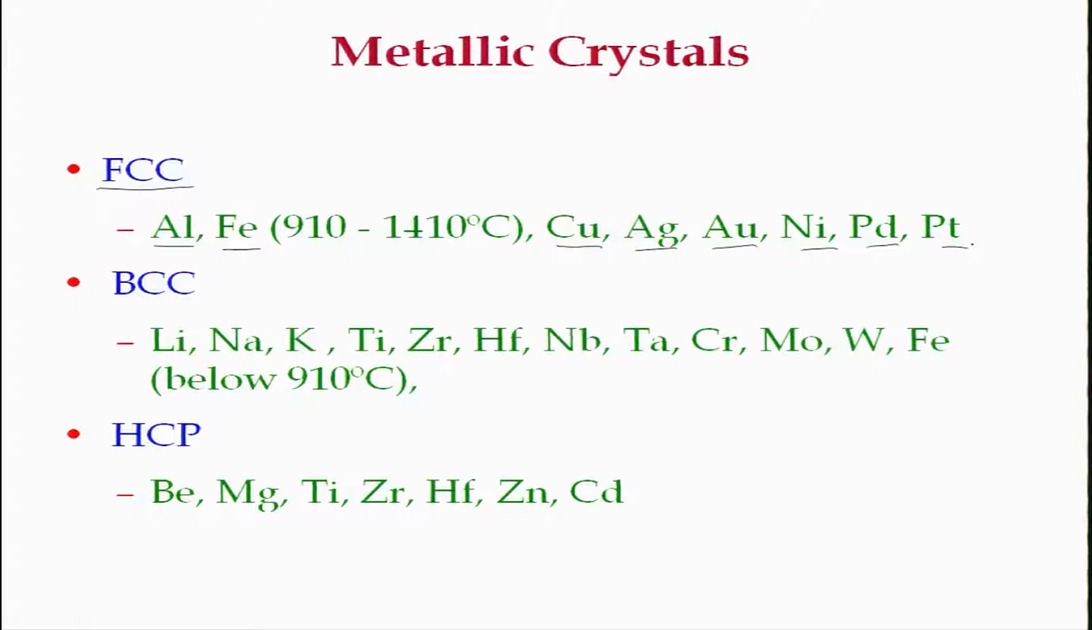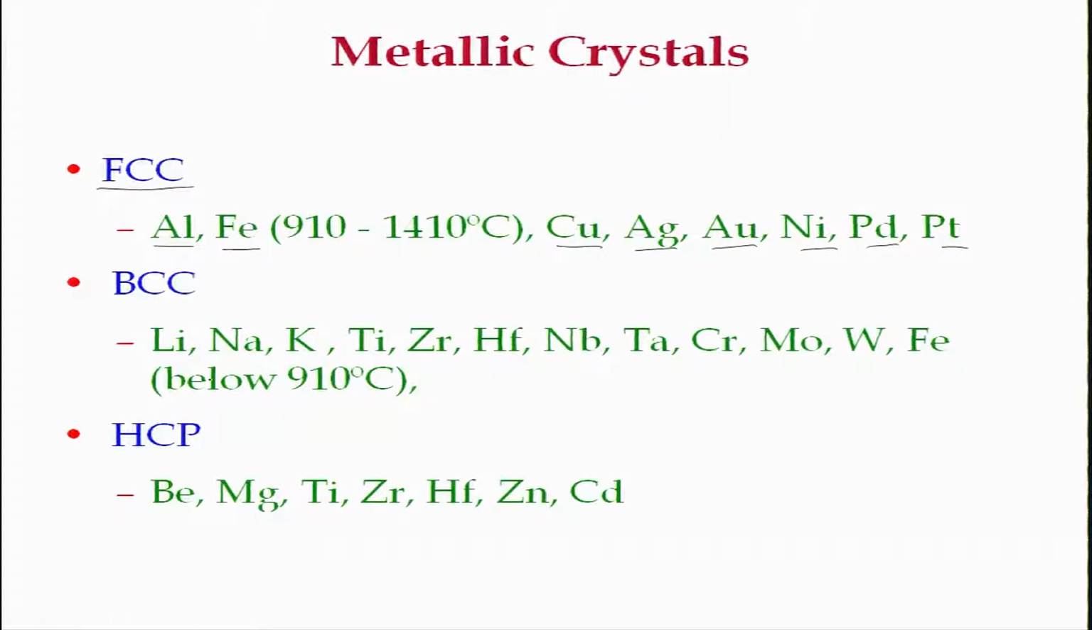Body centered cubic materials are lithium, potassium, sodium, titanium, zirconium, hafnium, niobium, tantalum, chromium, molybdenum, tungsten. Iron at room temperature, and below 910 Kelvin, is BCC. And then there are some metals which are HCP, hexagonal close packed.